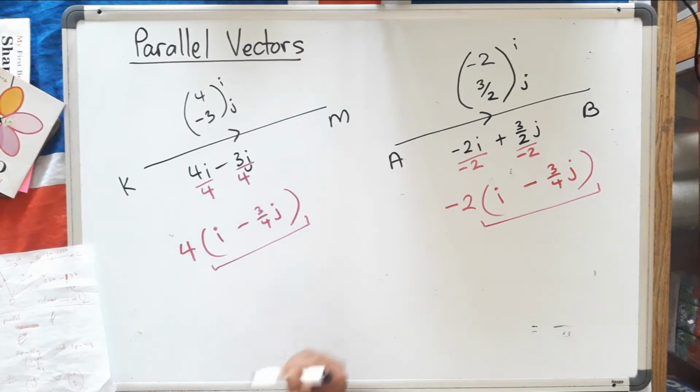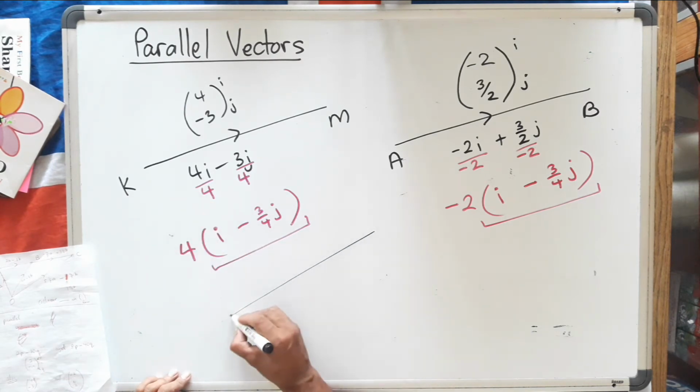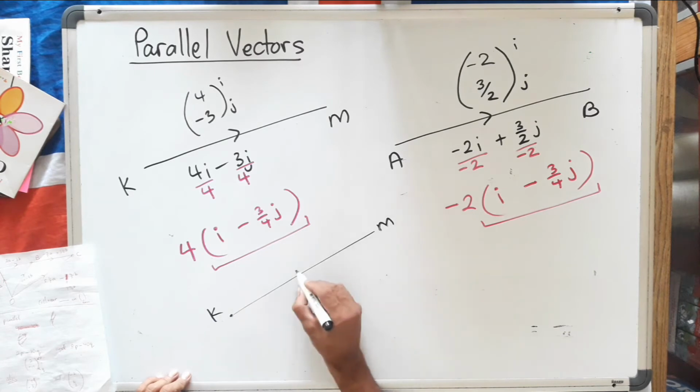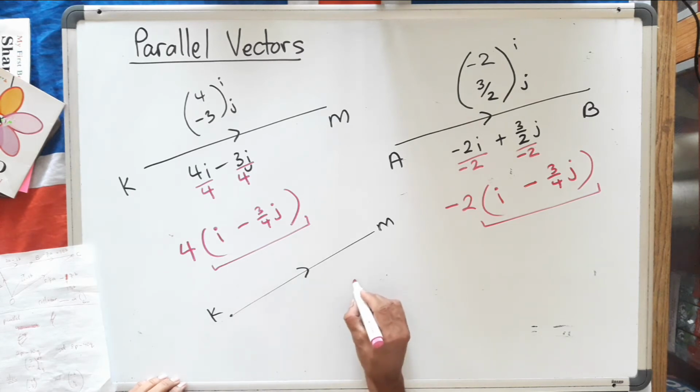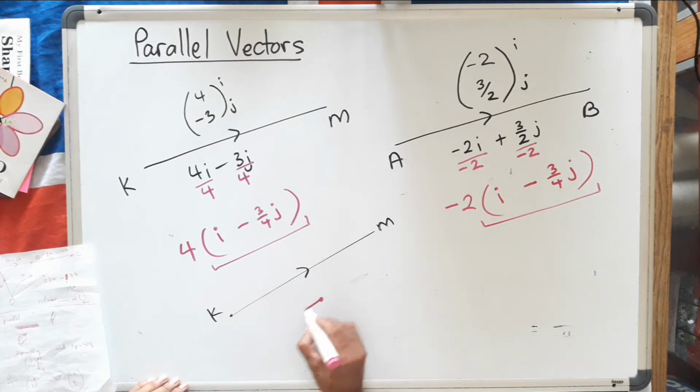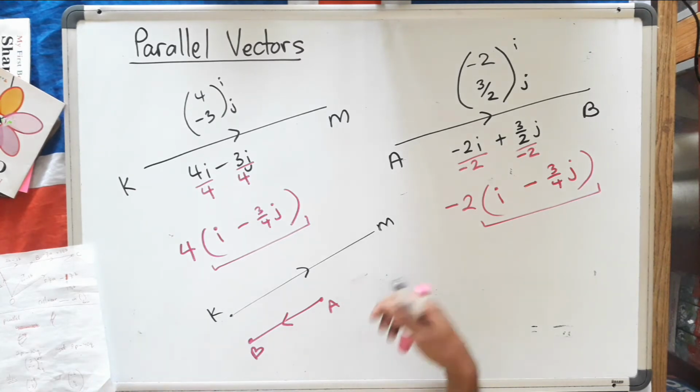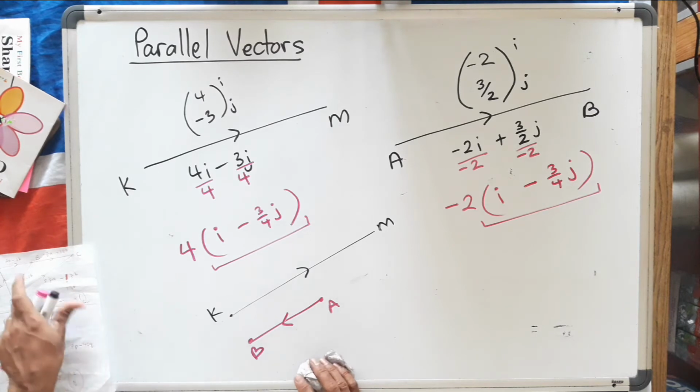So KM might look like this. KM is going this way and it's twice as long as AB. So AB is actually half of that. So I try to make it half this because this is supposed to be twice as long, but it's going the opposite direction. All right, so this is a more accurate representation of how the vectors would look. Right? Good.